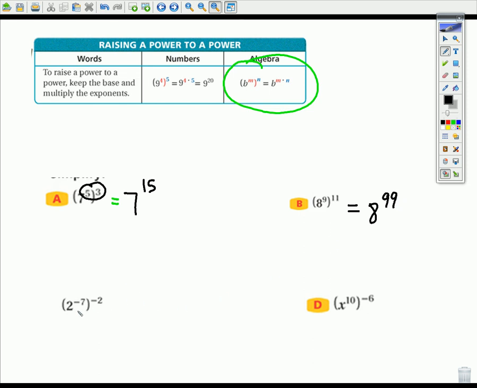Big number. 2 to the negative 7th to the negative 2nd. Negative 7 times negative 2 gives me 2 to the positive 14. So I can have negatives that turn out to be positives when I'm multiplying here. And x to the 10th to the negative 6. 10 times negative 6 is negative 60. So x to the negative 60th power.